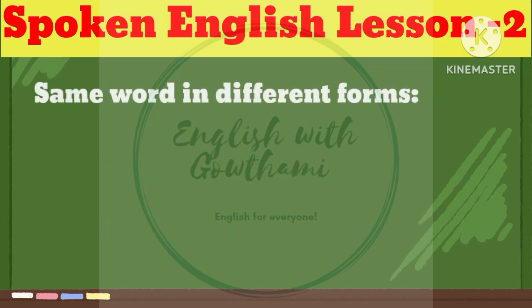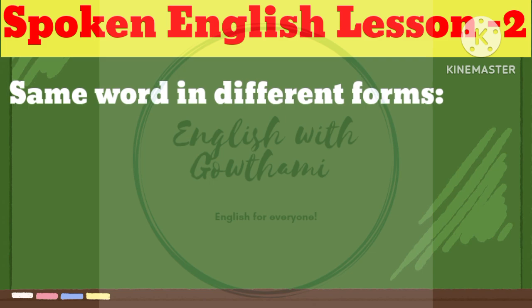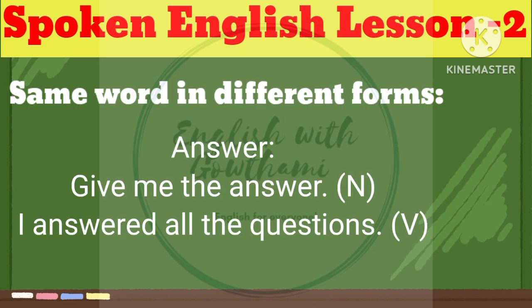Now, same word having different forms. Let us see some examples. The word answer. See the example. Give me the answer. In this case, answer is the noun. I answered all the questions. In this sentence, the word answered is a past form of answer and it is a verb.